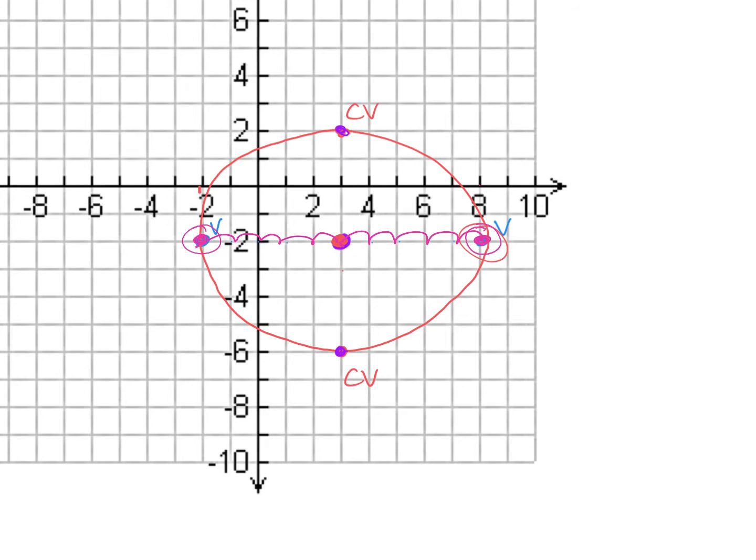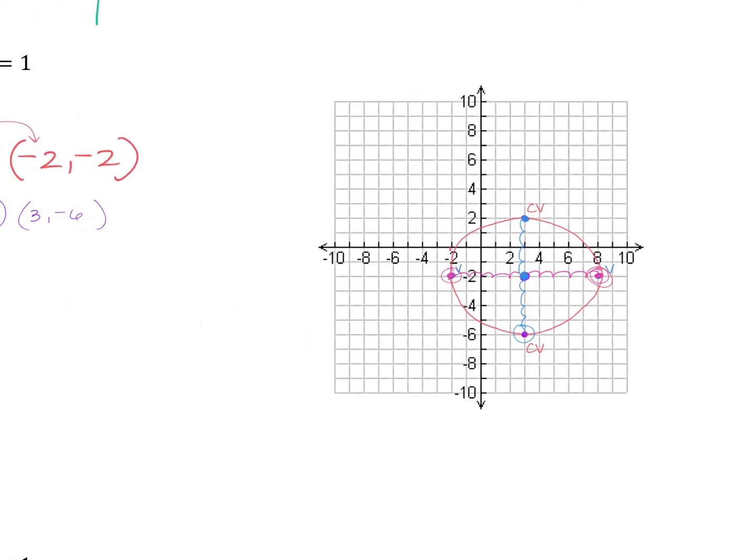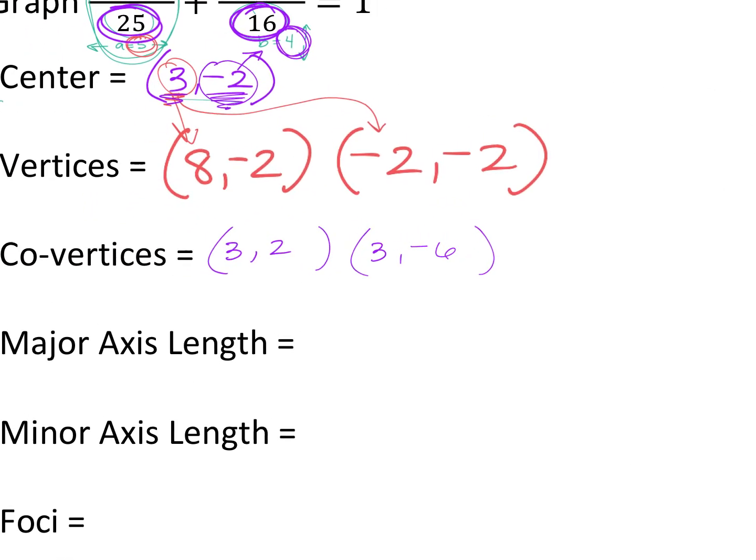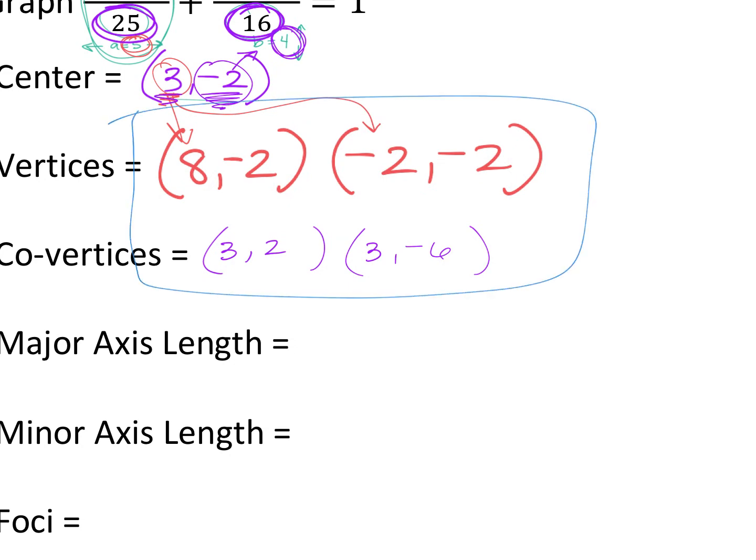My co-vertices, my number was 4. So from the center, that means I'm going up 4, that's my B value, and down 4 to get my co-vertices. And then you just name those points. This point is the point 3, 2. This point is the point 3, -6. So that's how I'm getting my vertices and my co-vertices. Does that make sense?